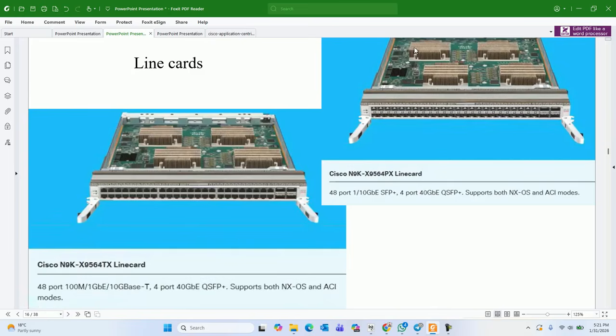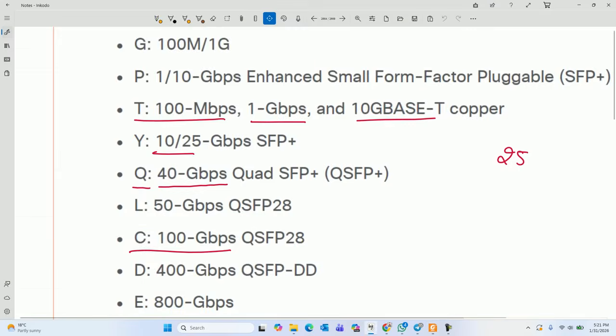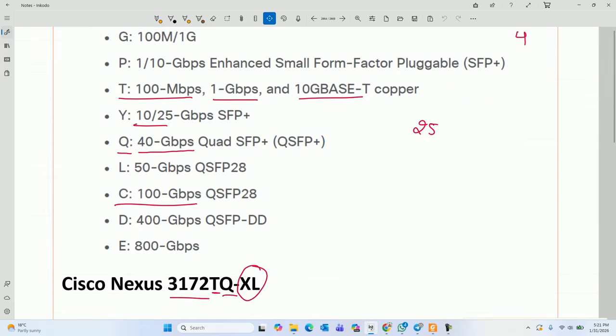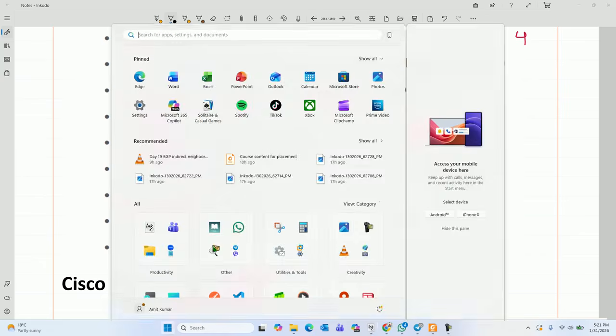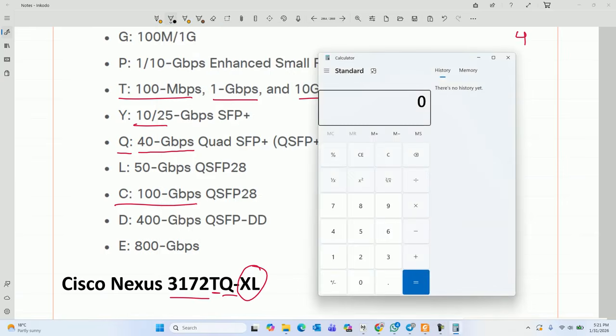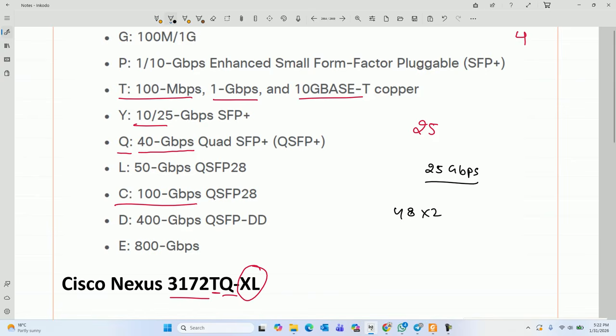Basically, if you have one switch port, and one switch port is equivalent to 25 Gbps, and that switch has 48 interfaces, then 48 times 25 is 1200 Gbps, or you can say 1.2 Tbps. So that's how you can calculate the total throughput. It totally depends on the number of interfaces.